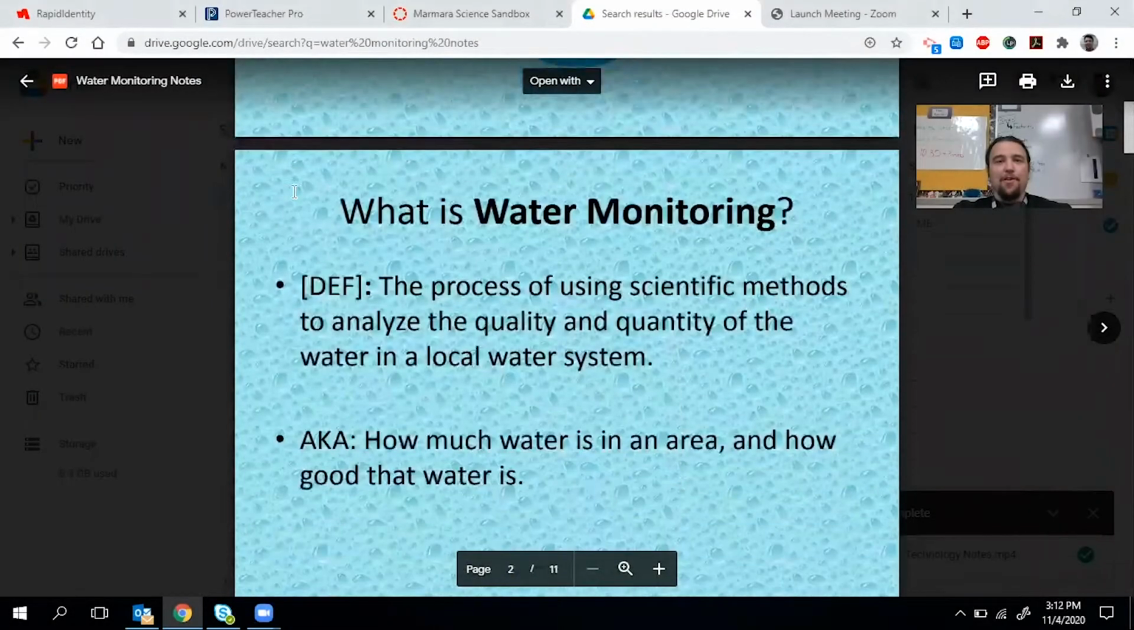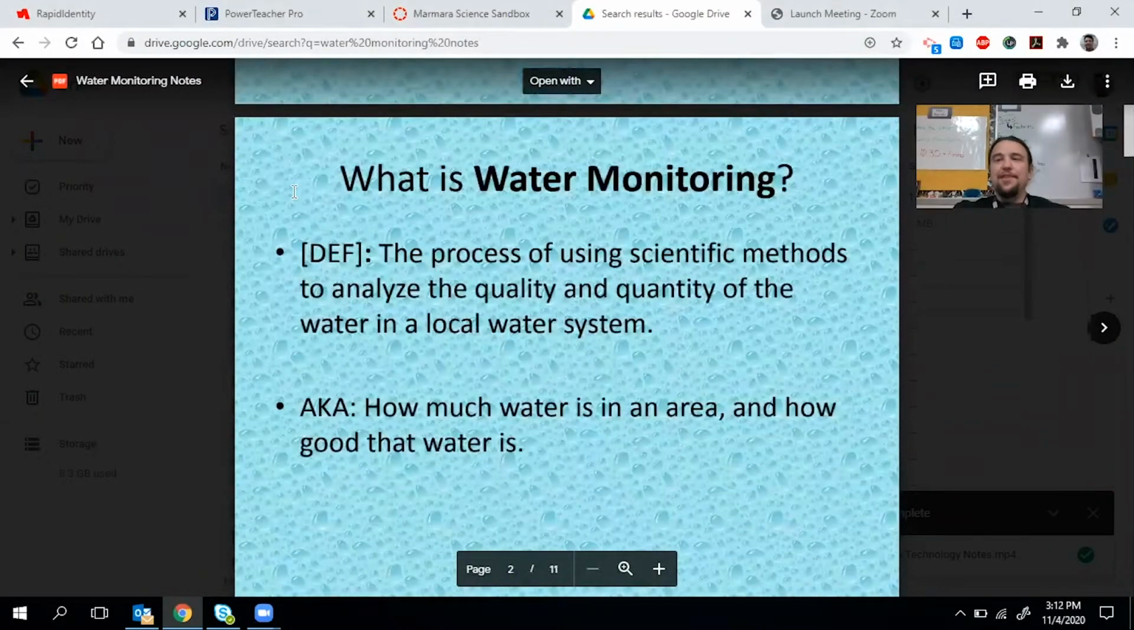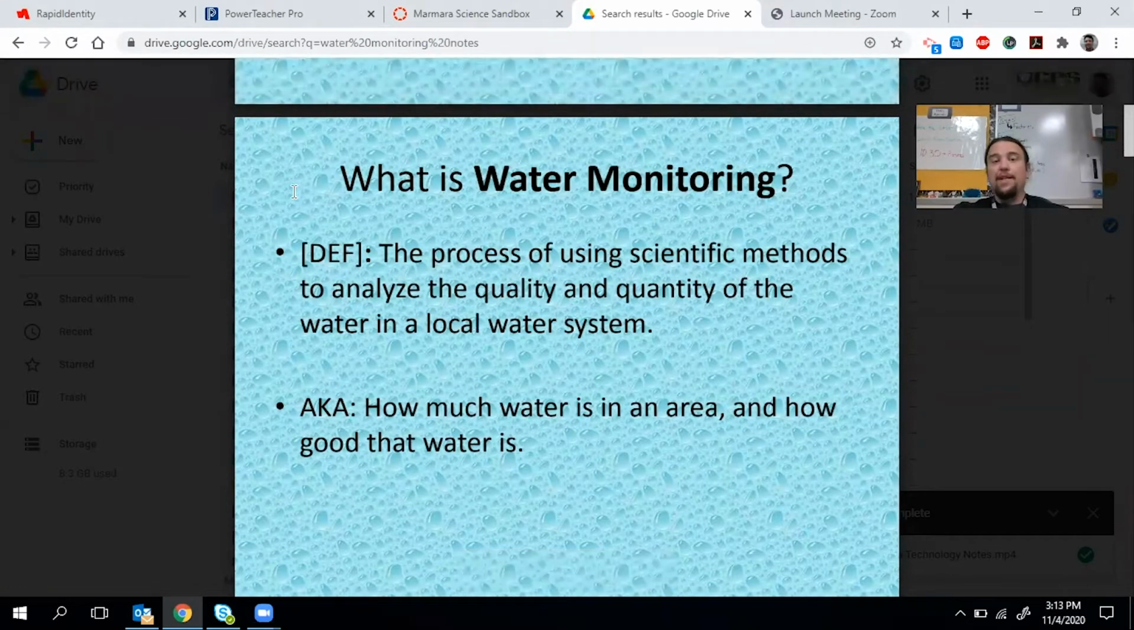What is water monitoring? It's the process of using scientific methods to analyze the quality and quantity of the water in a local water system. In other words, what we're saying here is how much water is in an area and how good is that water.